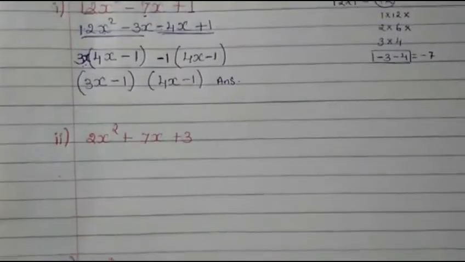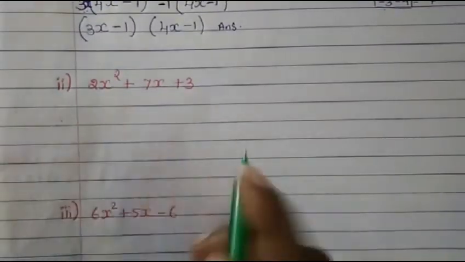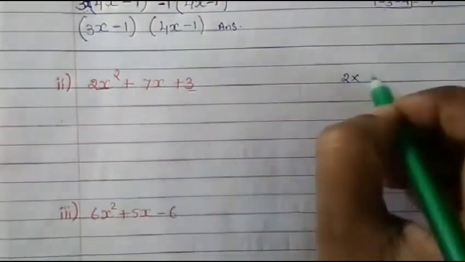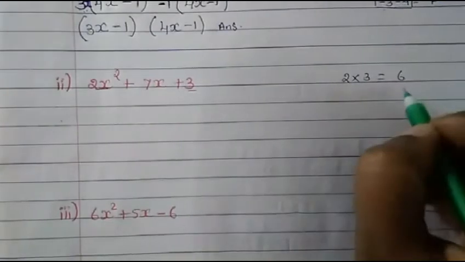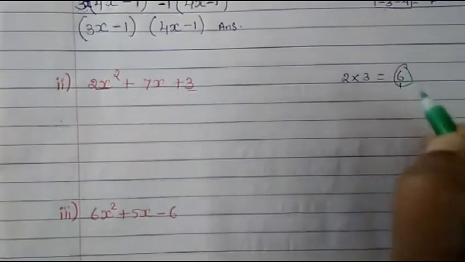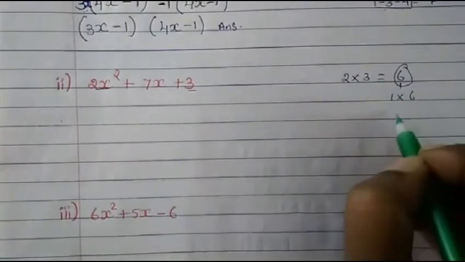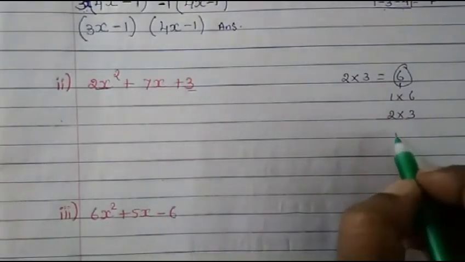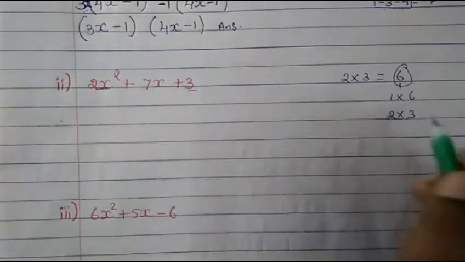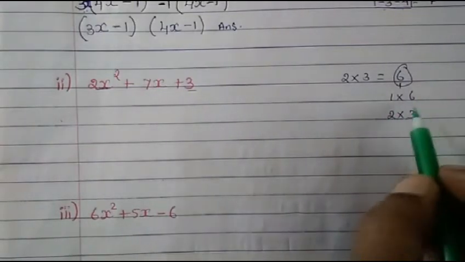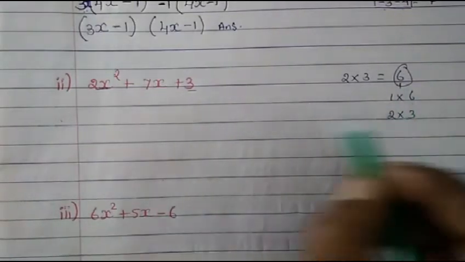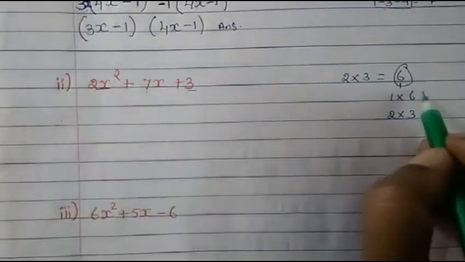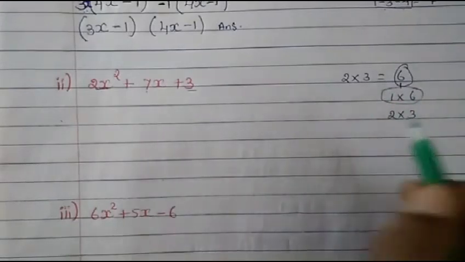Now in the same way you have to do it for the 2 also. So let's take the first term and the last term. 2 into 3, 6 we get. So what are the factors for 6? 1 into 6 is 6, 2 into 3 is 6. Then we will not get more, only 2 numbers we have. So in those factors, which 2 numbers will we get? 7. So 1 plus 6 will be 7. So let's take these 2 numbers.